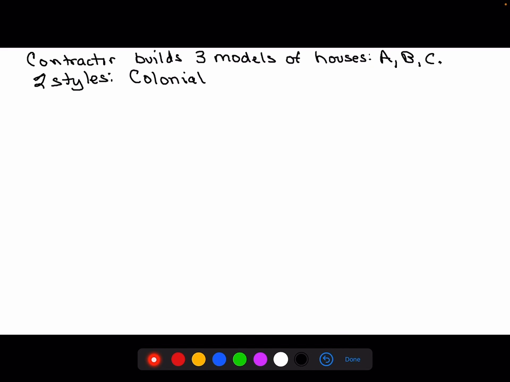If you watch a lot of HGTV, you probably know what these styles generally look like. I'm still a little confused by it at times. Sometimes they'll say it's a ranch, and I'm like, what is it? But whatever. Okay. They're going to be building 150 houses.